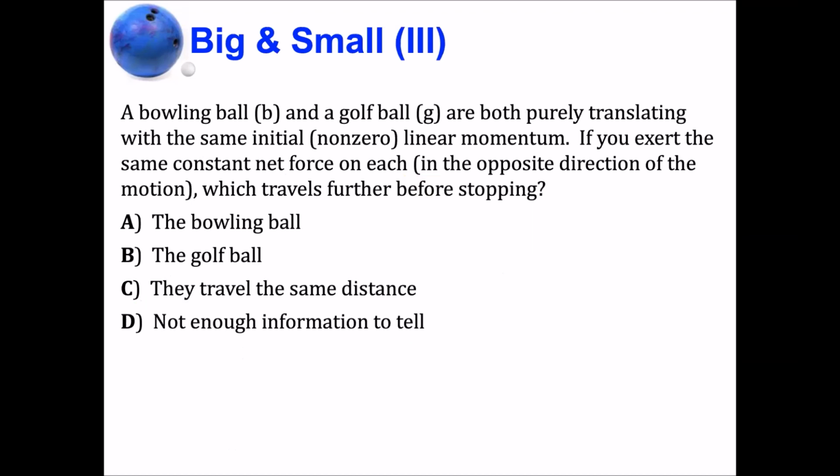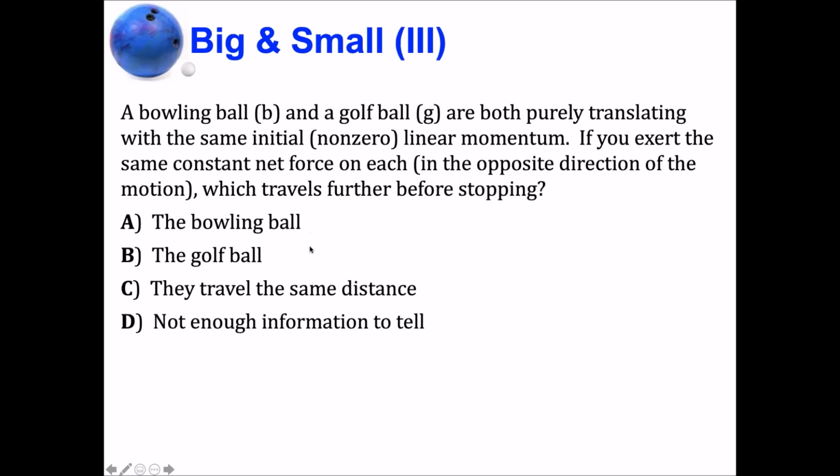Another problem that we can look at with the bowling ball and the golf ball is embodied in this problem called big and small number 3. And again, both balls are undergoing pure translational motion. They start with the same initial non-zero linear momentum. And we're going to apply, once again, the same constant net force to both balls that opposes the motion of the balls. And as those forces act on the balls and cause the balls to stop, what we're going to ask in this question is, which ball travels further before coming to a stop?